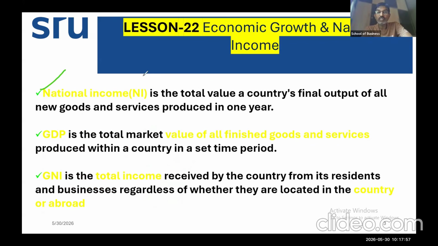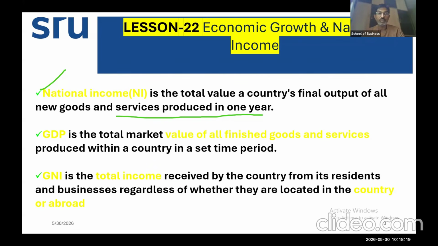Now, what is national income? National income is the total value of a country's final output of all new goods and services produced in a year. So, what is national income? NI is the total value of a country's final output of all new goods and services produced in one year.